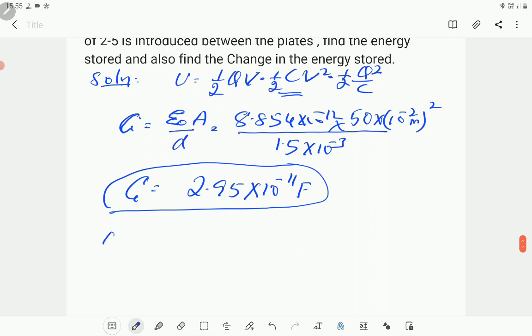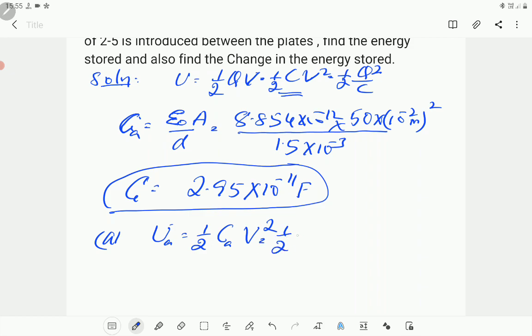Now the first part, A. You have to find energy with air as dielectric. I write U subscript A to indicate that it is an air capacitor. Half C, let's write Ca, capacitance Ca, and PD squared.